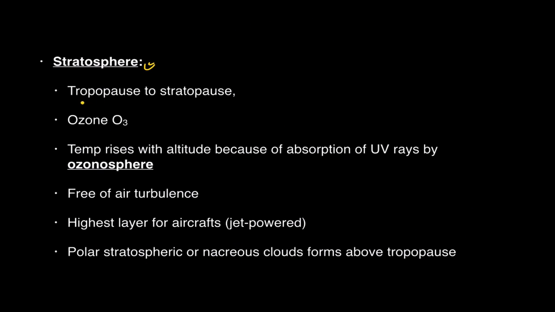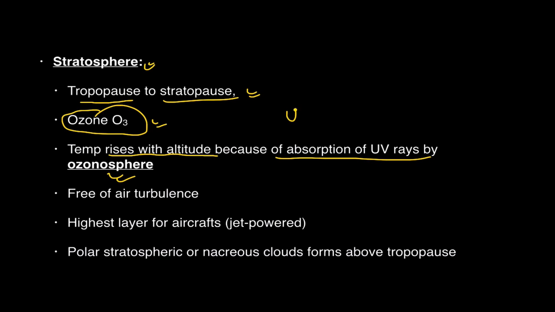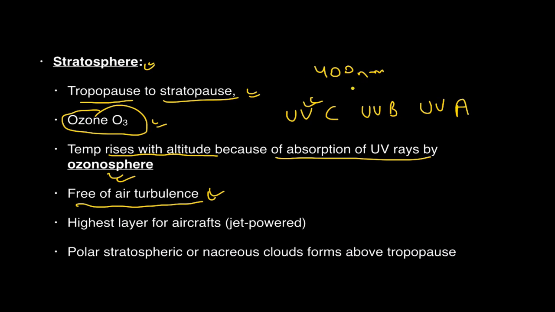So what is the stratosphere? It extends from the tropopause to the stratopause. It contains ozone or O3. Temperature rises with altitude because of absorption of UV rays by the ozonosphere. Again, UV rays are divided into UVC, UVB, UVA. So basically UVC is completely absorbed, UVB is almost completely absorbed, UVA is mostly not absorbed. It is free of air turbulence. UV extends up to 400 nanometer or 4000 angstrom, whatever you want. This is the wavelength of light. 100 to 400 is ultraviolet radiation. So UVC is here, UVB is here and UVA is here. So UVA is closest to 400 while UVC is closest to 100. Beyond 400 we have the visible spectrum, while this side we have X-rays.